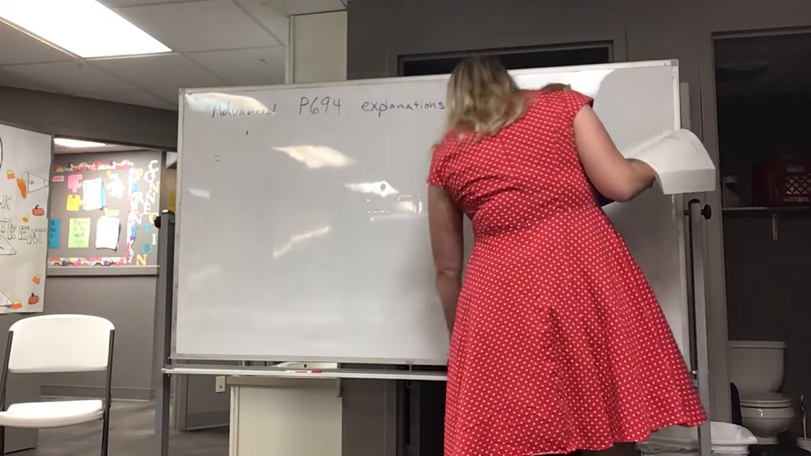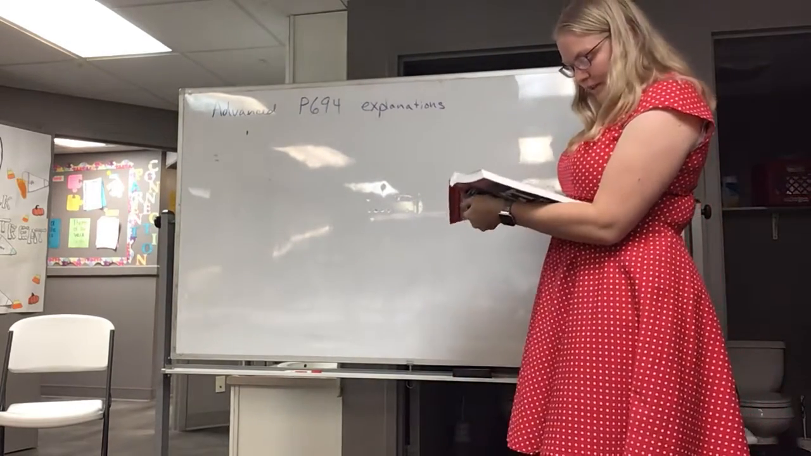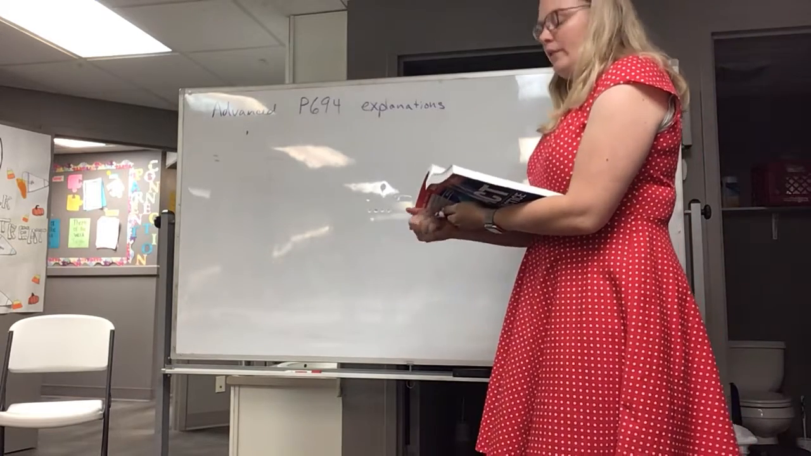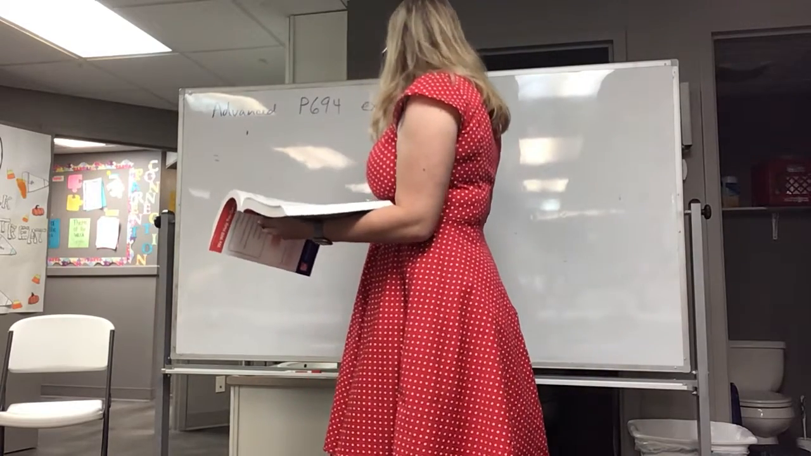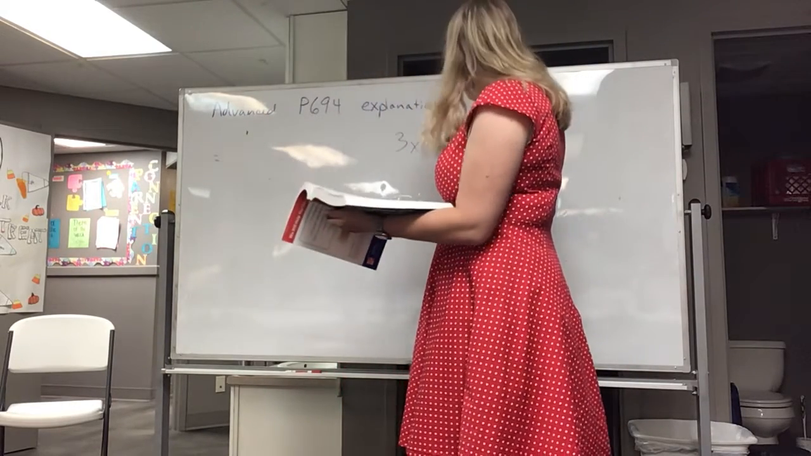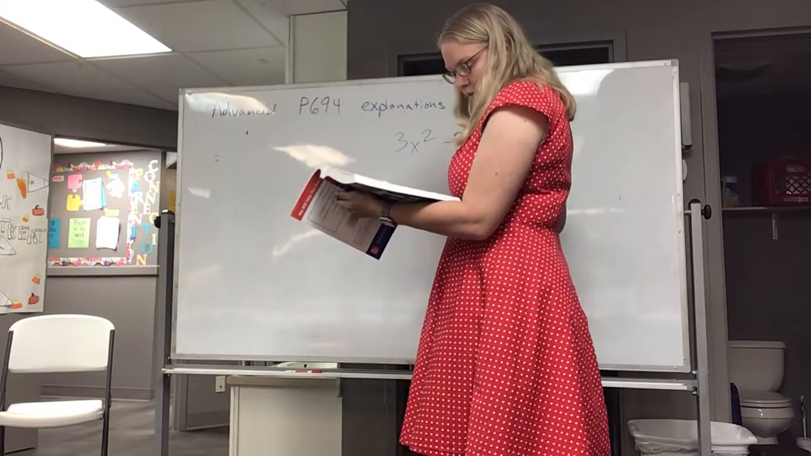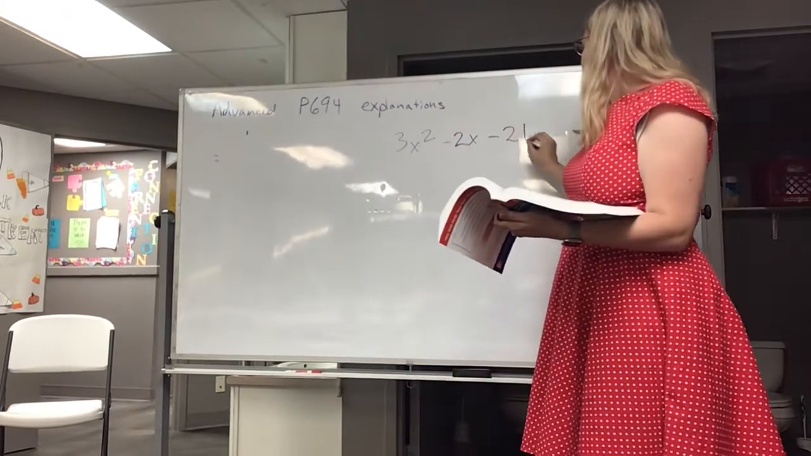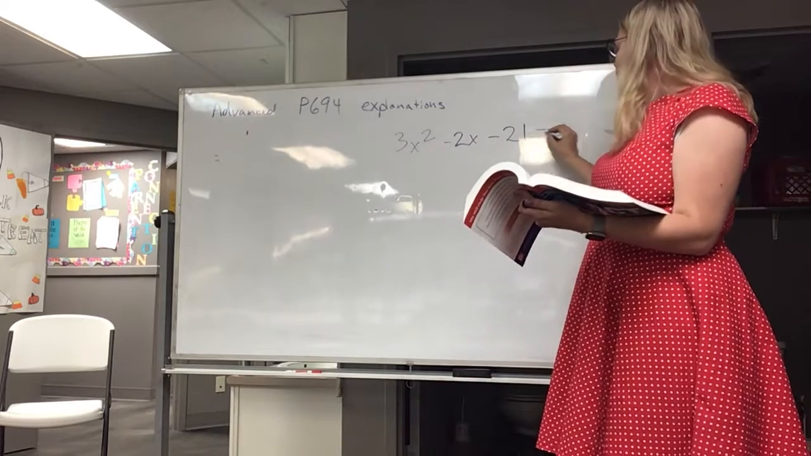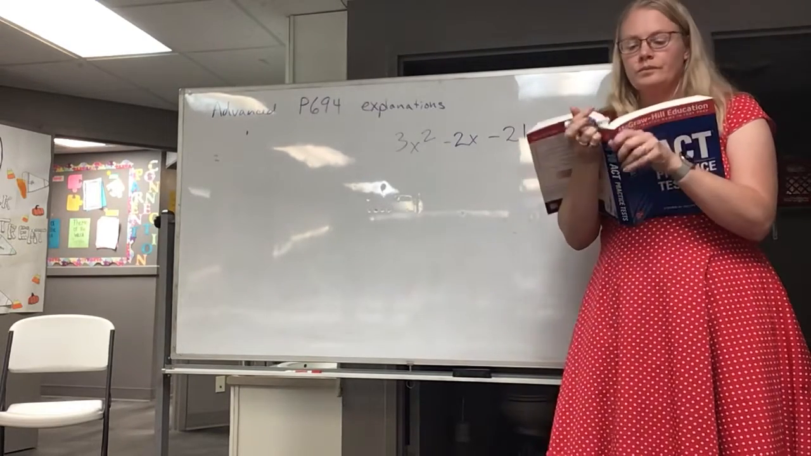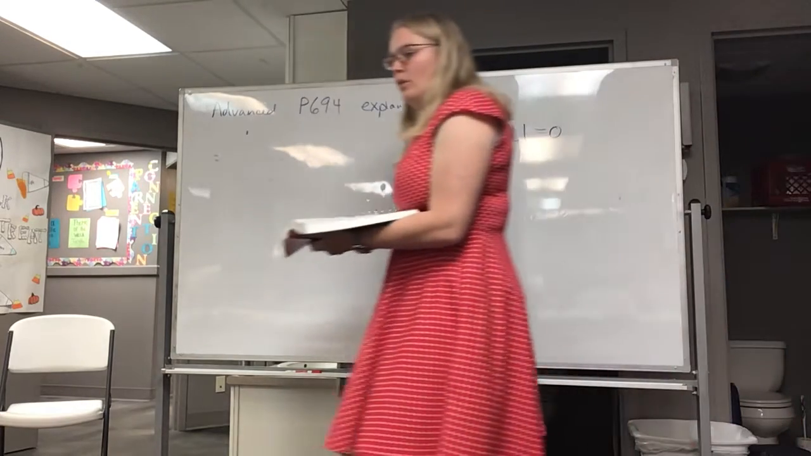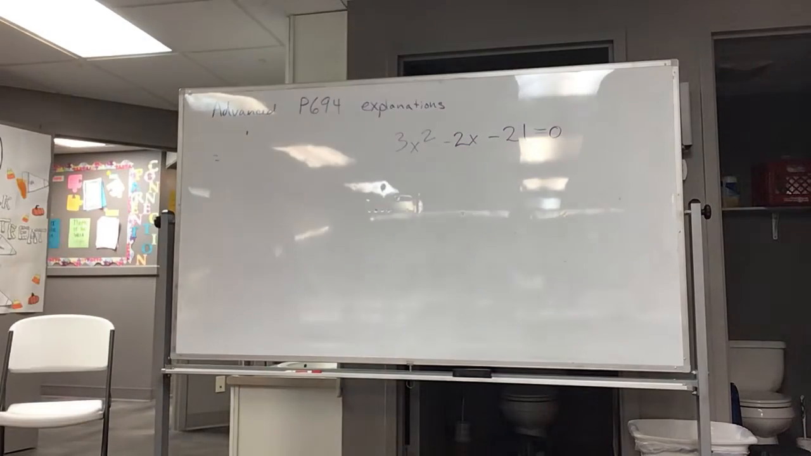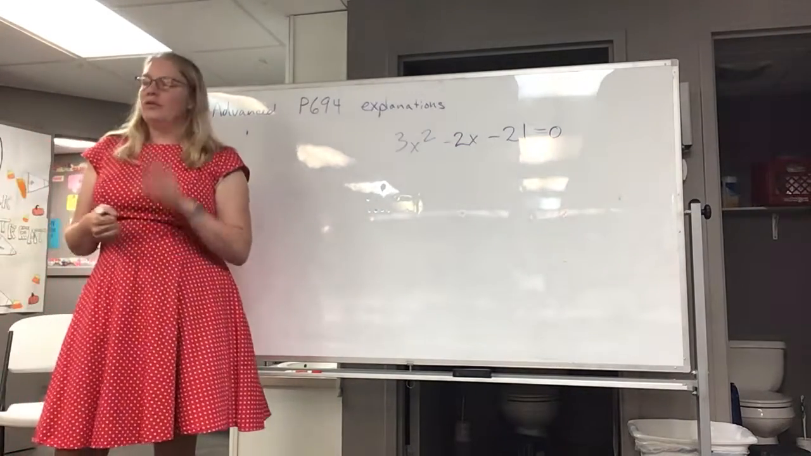The last one is 27. It's talking about what are the solutions to 3x squared minus 2x minus 21 equal to 0. So, if you know factoring, that's great. If you don't, your two options, well, three options.